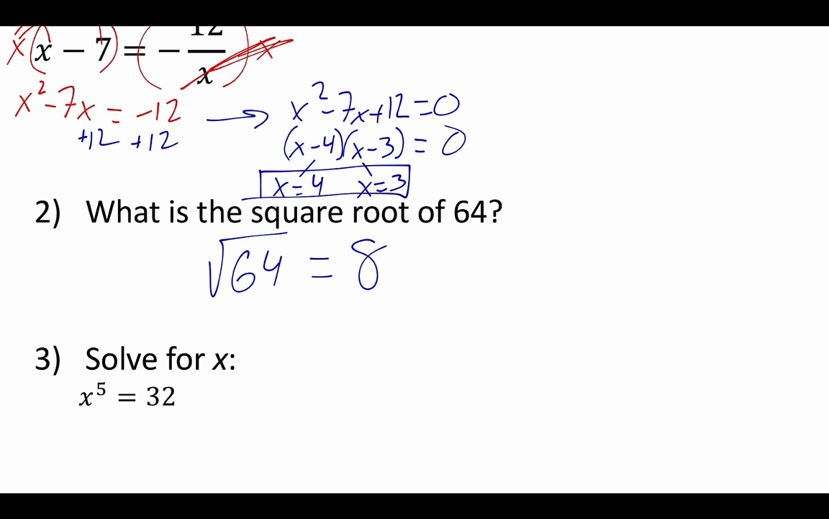For the last one, we've got x to the 5th equals 32. The best way to figure that out is to take the 5th root on both sides. So we use that radical symbol. It's not the square root symbol, but it's the 5th or the radical symbol. And we put that little number in there, that 5, we call it an index.